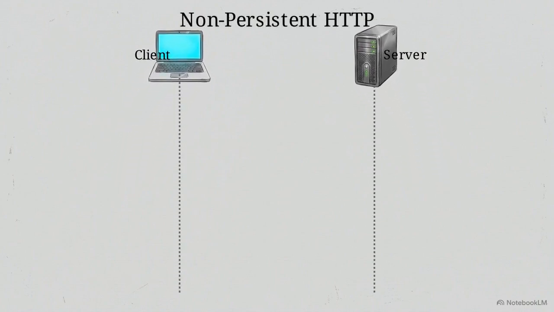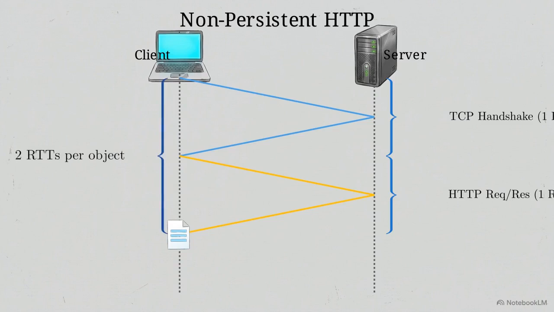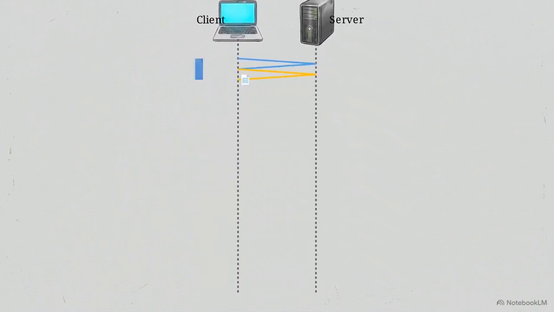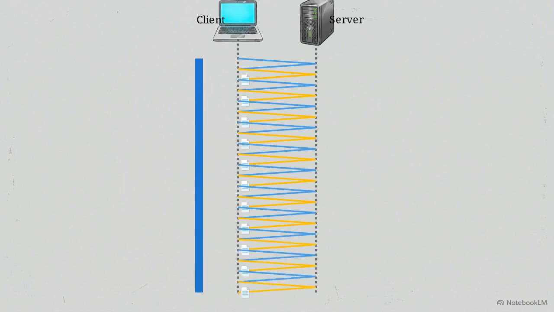To fetch a single object, the client must first establish a brand new TCP connection. That requires a 3-way handshake, consuming 1 full RTT. Only then can the client send its HTTP request and receive the file, which consumes a second RTT. The mathematical penalty is absolute. Every single requested object costs exactly 2 RTTs, plus the actual transmission time required to push the file's data across the wire. Apply this to our HTML file and 10 JPEGs. If we open and close a distinct TCP connection for each object, we multiply that process by 11. The latency compounds, creating massive delays before the page fully renders.